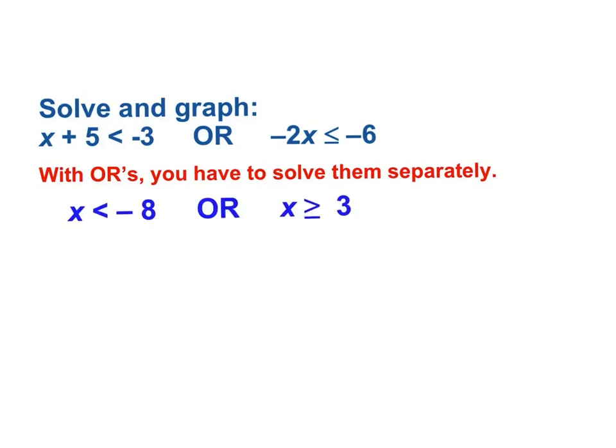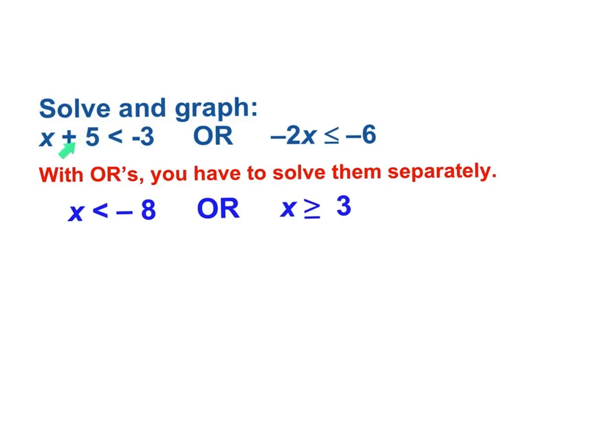So here's what you should have gotten. X less than negative 8 or x greater than or equal to 3. Notice here, this inequality flipped. You had to divide by a negative, so this should have flipped over. Hopefully you did that. This one, subtract 8 from both sides, good shape. Okay, then of course we need to graph. And basically you're going to graph this and this on the same number line.